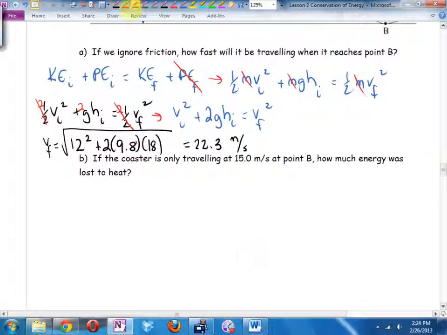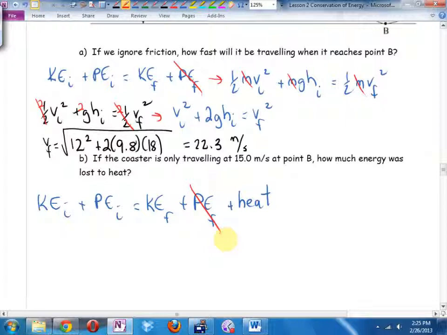How much? Is there a change in height? Yeah. Is there a change in speed? Is it a wonky, curvy path? This is a job for conservation of energy. Kinetic initial plus potential initial equals kinetic final plus potential final plus heat? Yes. As before, are any of these 0? Potential energy final. Yeah, you hit the ground.